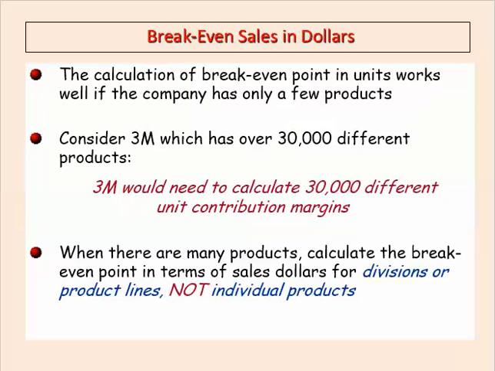We can also look at break-even sales in dollars, and it says this only works well if the company has a few products. If you think of a company like GM or 3M, which has over 30,000 different products, we would have to calculate 30,000 different unit contribution margins. So when there are many products, we need to calculate the break-even point in terms of sales dollars for divisions or products, not individual product lines, not individual products.